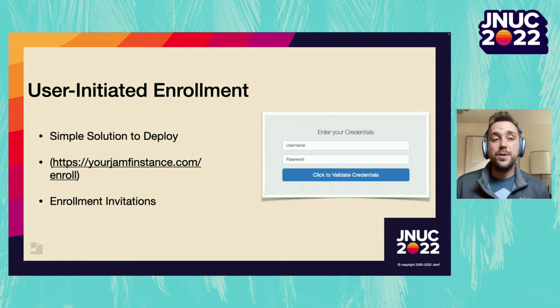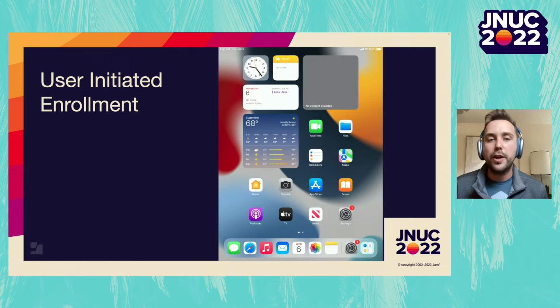With this method, you can also set up what are called enrollment invitations. So you can send an enrollment link via email. For iPhones, you can send SMS. The user will then go through the same prompts that they would if they were just going to the link as well. When doing enrollment invitations, you can also set an expiration as well as site access before sending out that link. Let's go ahead and take a look at what user-initiated enrollment looks like in a video demo here.